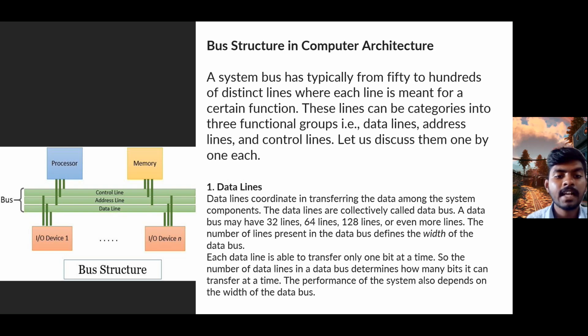Data lines help in transferring data among the system components. The data lines are collectively called the data bus. A data bus may be 32 lines, 64 lines, 128 lines, or even more. The number of lines in the data bus defines the width of the data bus. Each data line is able to transfer only one bit at a time. So the number of data lines in the bus determines how many bits can be transferred at a time. This means the performance of the system also depends on the width of the data bus.